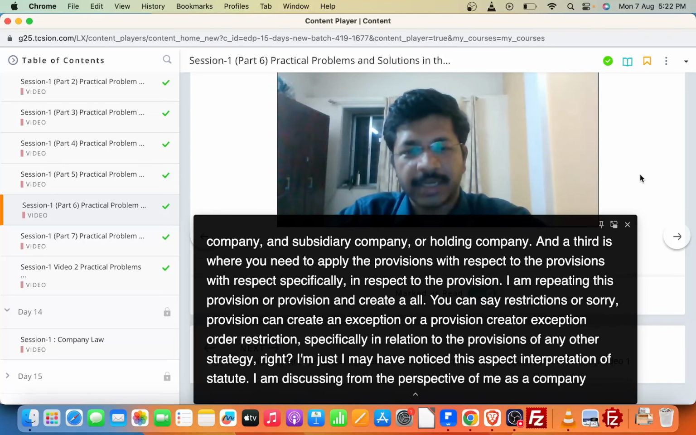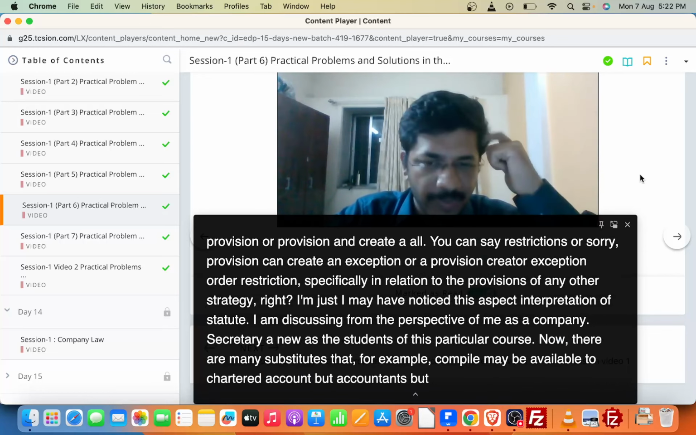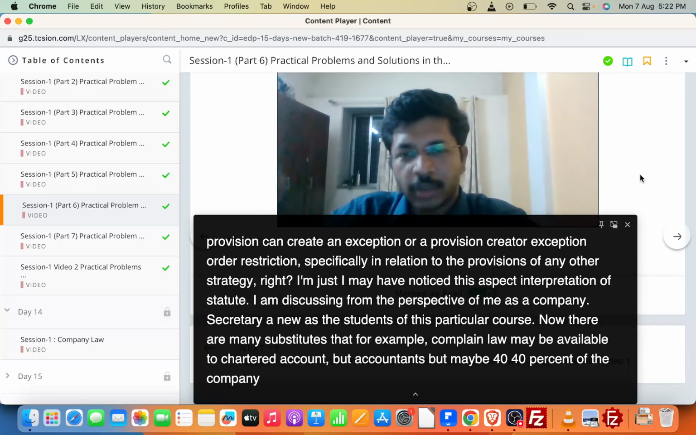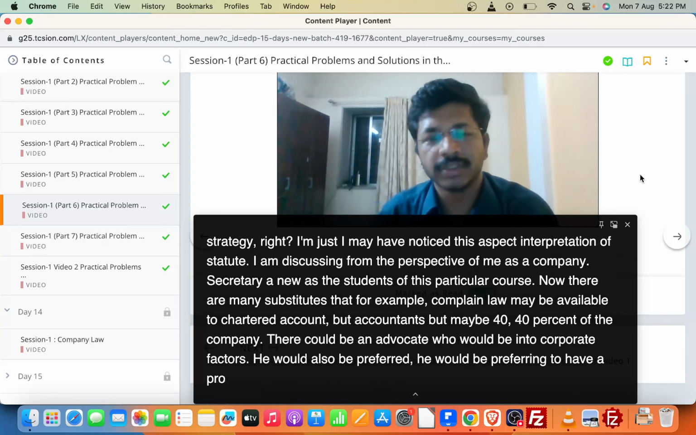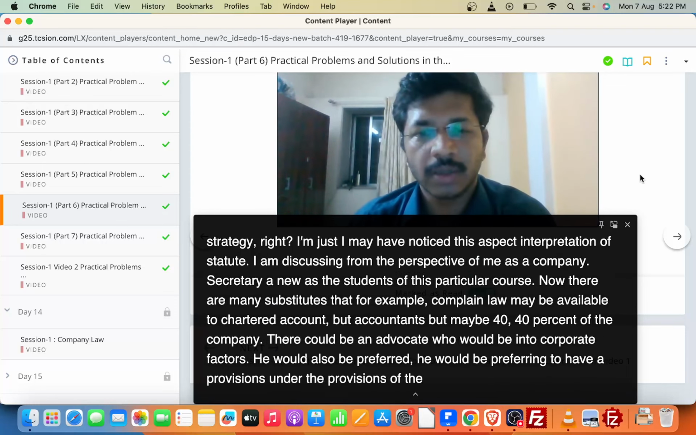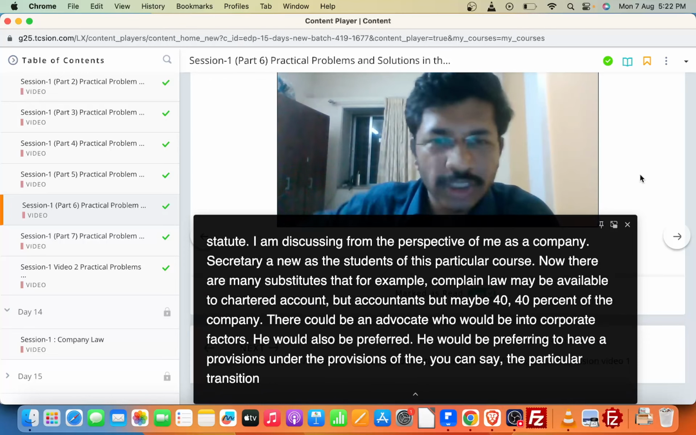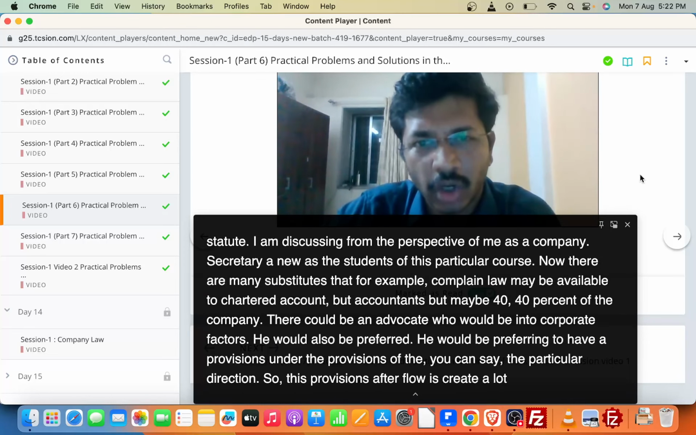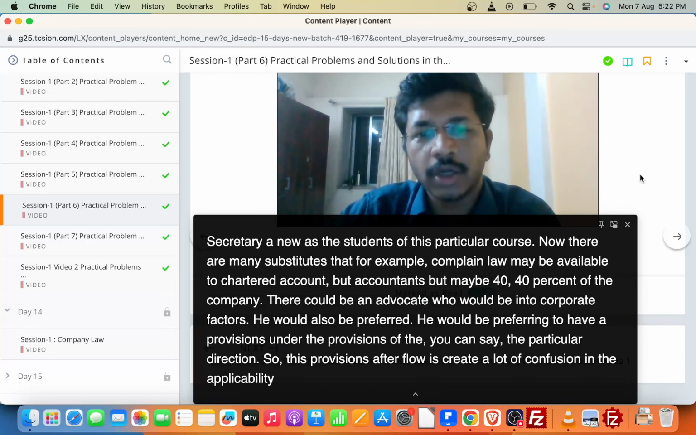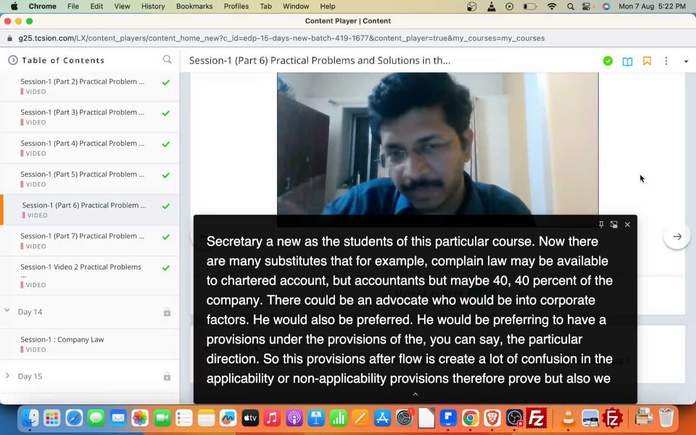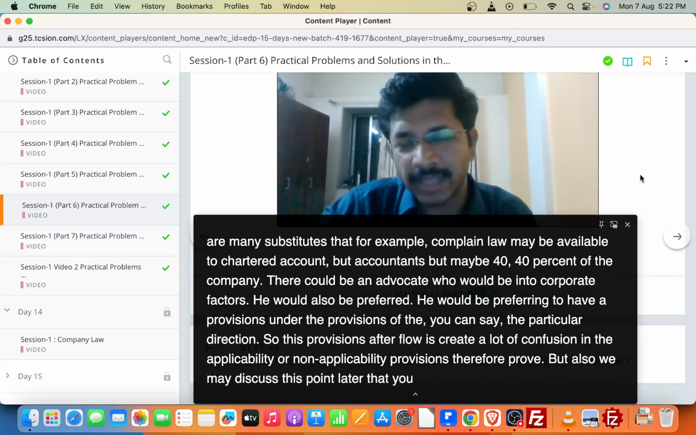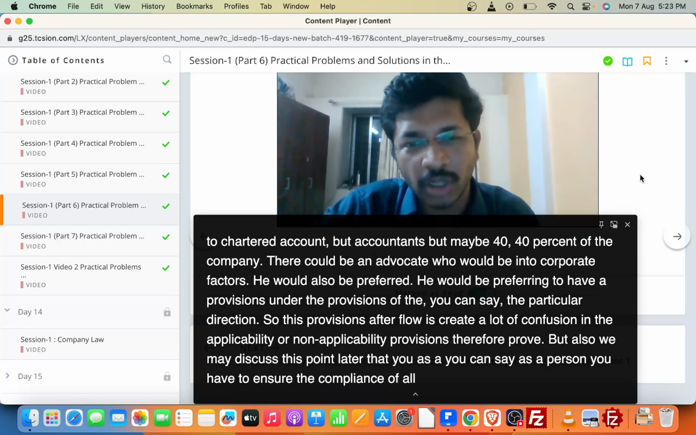For example, company law may be applicable to chartered accountants, but maybe some 30-40% of the company law. There could be an advocate who would be into corporate practice. He would also be preferring to look at the provisions applicable to the particular transaction. So provisos after provisos create a lot of confusion in the applicability or non-applicability of provisions. But we may discuss this point later: as a person, you have to ensure the compliance of all the related provisions.